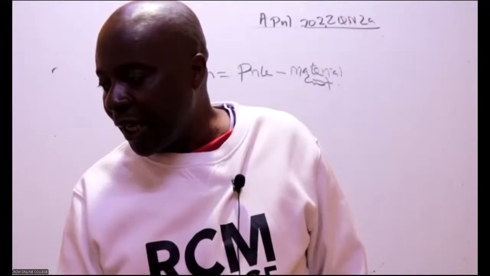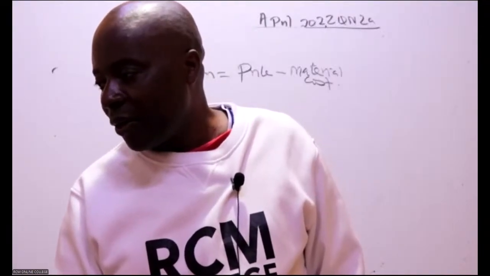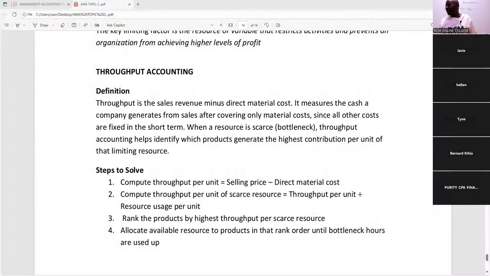The moment you understand that, you'll be able to do the entire question. So we are told here, definition: throughput is sales revenue minus direct material cost. It measures the cash a company generates. The moment you've understood that throughput is sales revenue or selling price minus material cost, you're very knowledgeable. Steps to solve: compute throughput per unit, selling price minus material cost; compute throughput per unit of scarce resource; rank the products by the highest throughput per scarce resource; allocate available resources to products in that rank order until bottleneck hours are used up.